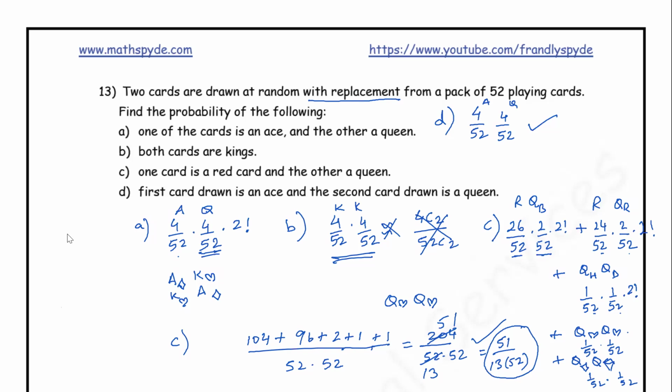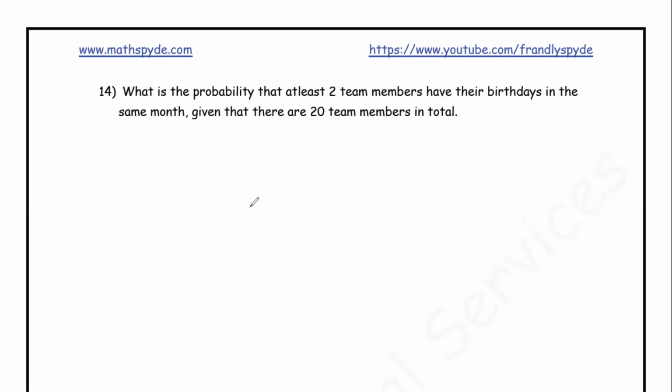Moving on to question 14. What is the probability that at least 2 team members have their birthdays in the same month, given that there are 20 team members in total? Same month. So January, February, March, April, May, June, July, August, September, October, November, December. So there are 12 months, and the question is at least 2 team members having their birthdays in the same month. What is the probability of that?